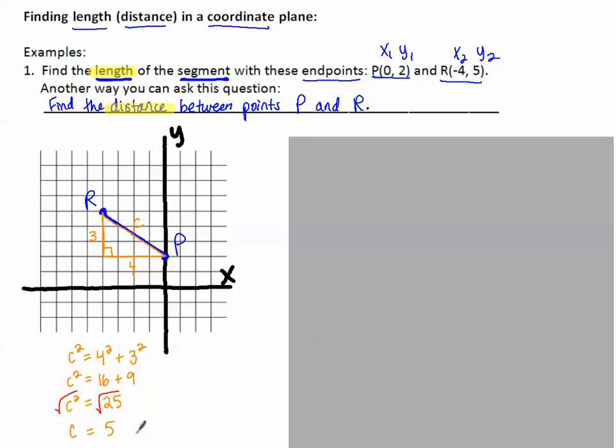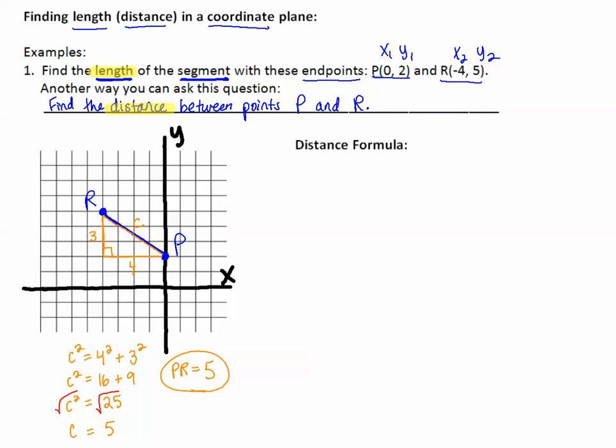Now remember my ultimate question was how long, what's the length from P to R? PR equals 5. There's our answer. But counting on the grid lines isn't always the most efficient way to solve these problems. Sometimes we don't have a graph to count. Sometimes the graph might be too big to count. So that's when we pull out the distance formula.